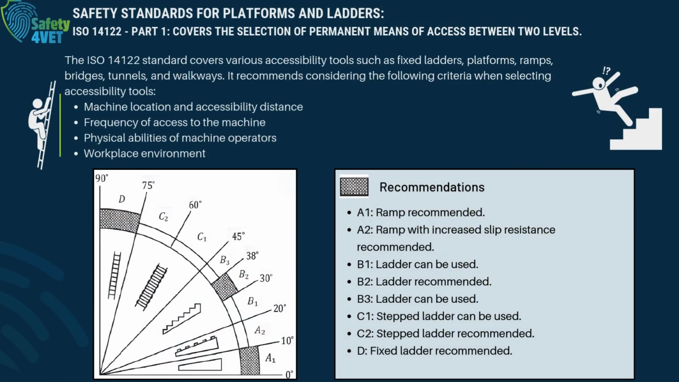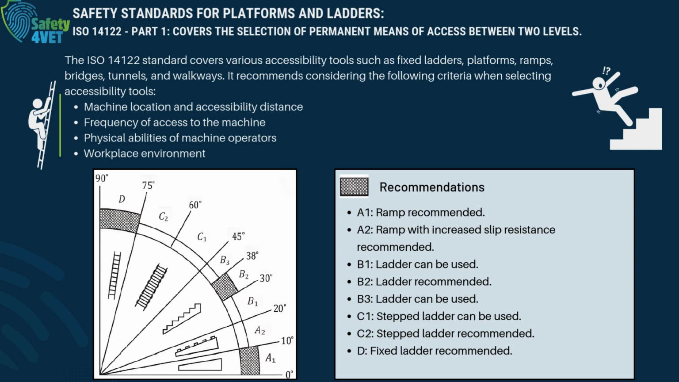The main objective of the standard ISO 14122-1-2016 is to prevent workplace accidents by ensuring safe access to machines for workers. This standard covers many topics, from the design to the maintenance of access tools, such as ladders, platforms, and ramps.